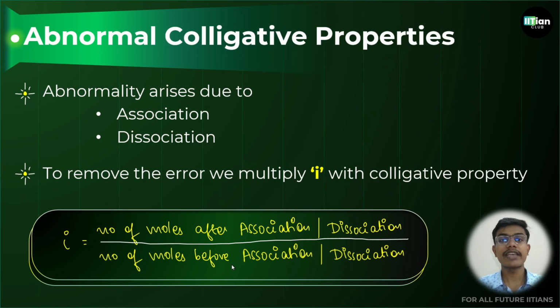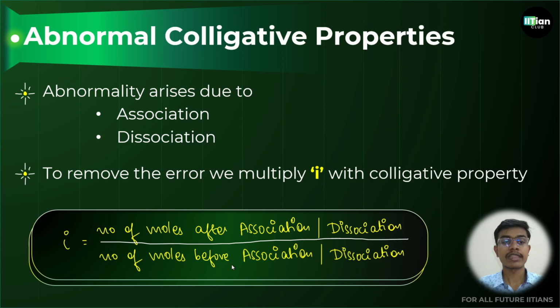The next topic is abnormal colligative property. Abnormal colligative property occurs when there is association or dissociation. Let's say you have an electrolytic compound like NaCl. When you put this into a solution, it gets dissociated into Na+ and Cl-. So the number of ions is increased, and when the number of ions is increased, the colligative property also increases. But actually, this is an abnormality caused because of the dissociation and association.